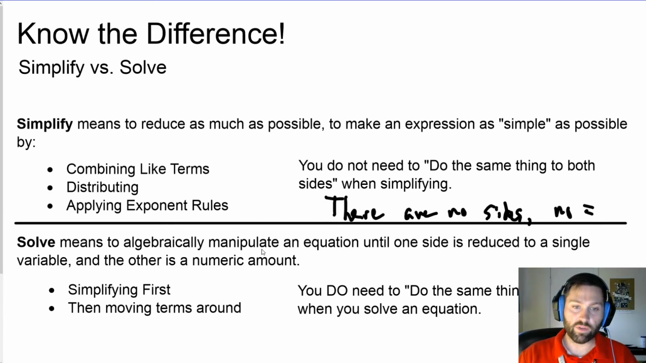If you are solving, though, you do need to do the same thing to both sides because there is going to be an equal sign. There is 100% going to be an equal sign in that equation. You want to do things like combining like terms, distributing first, and then you want to start moving terms around in order to algebraically solve your equation.